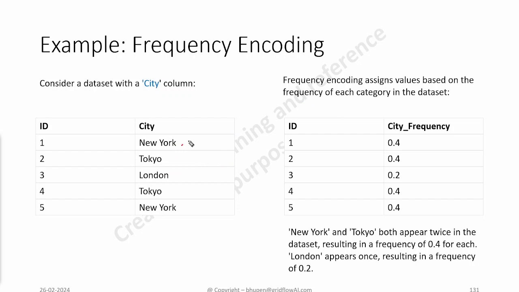So let's take a look at it. New York here and New York here. That's 2 times, and 2 divided by the total number of samples is 0.4, and that is what we have represented here, 0.4. Tokyo is also appearing 2 times, so that is also 2 by 5, 0.4. London appears 1 time, 1 over 5, that's 0.2. So this is a better way than one-hot encoding. If you're dealing with a large number of categorical values, then frequency encoding can also be looked at as one of the alternatives.